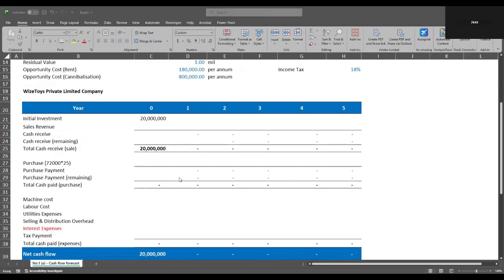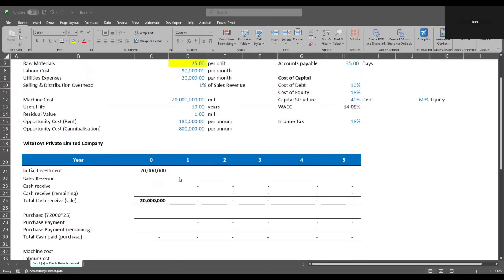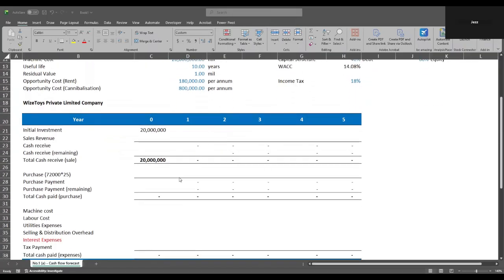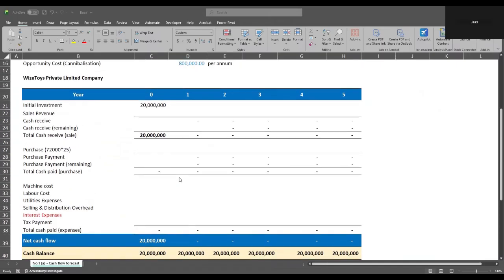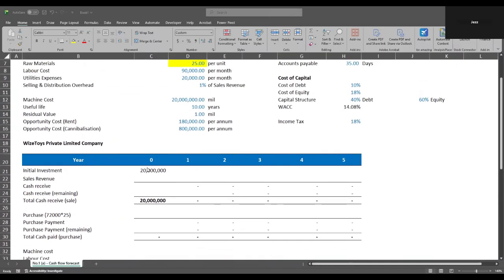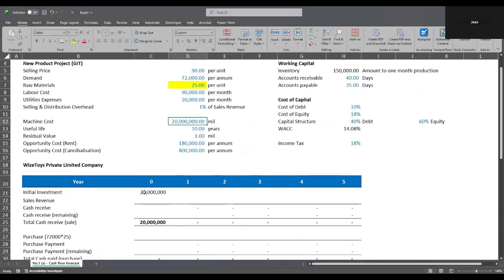Hello everyone. I'm going to continue this Excel file. We need a cash flow forecast. And this cash flow forecast is okay. Let's say we have input the value 20 millions.